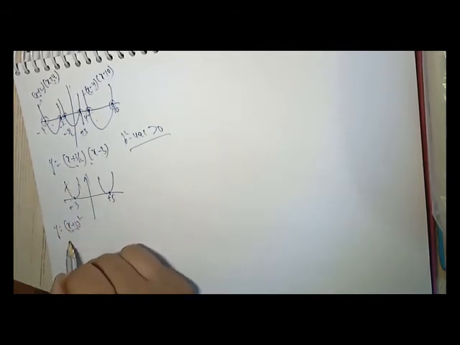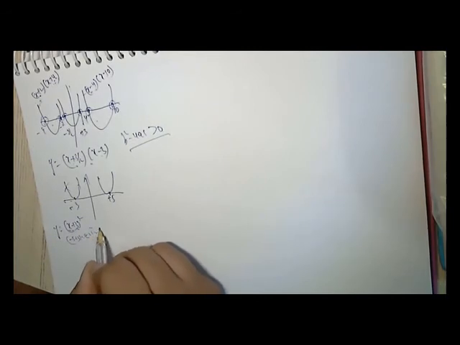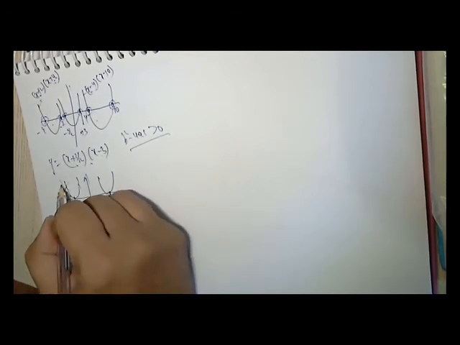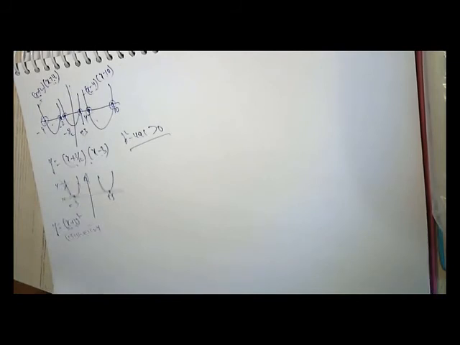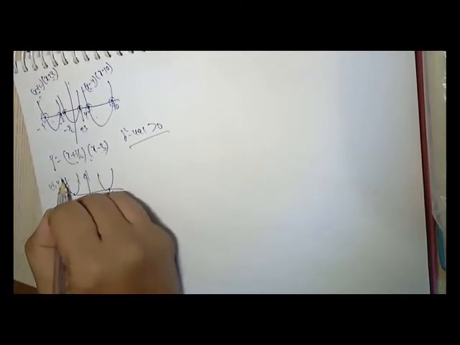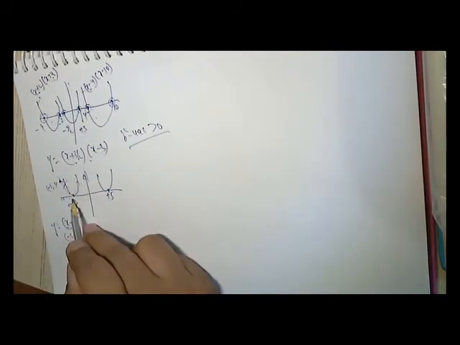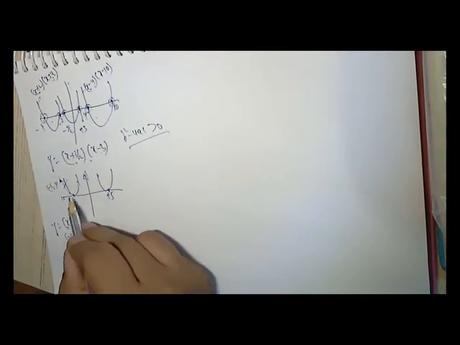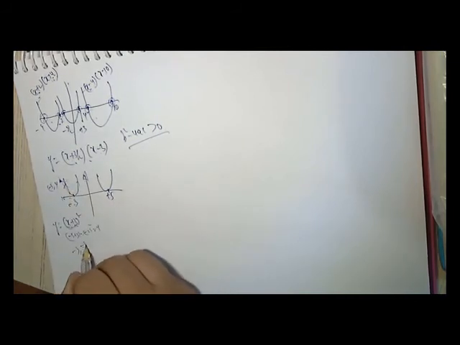Suppose x is minus 4, minus 5. Minus 5 plus 3 is minus 2, whole square is plus 4. So minus 5, 4 is this point. So it's always positive, but only at the point where x is minus 3, it is 0. So it has two roots, both are equal.